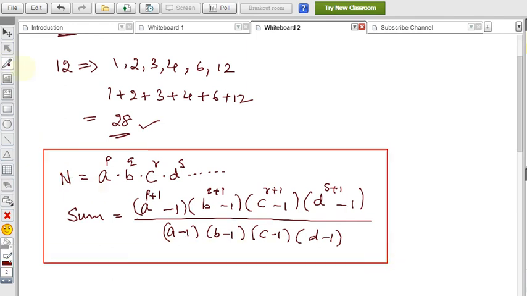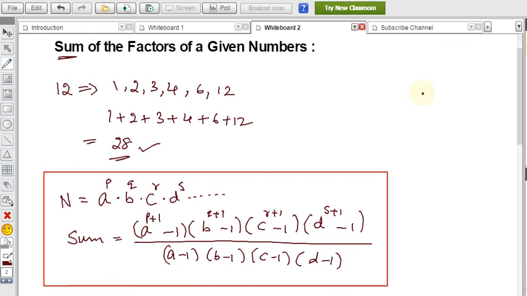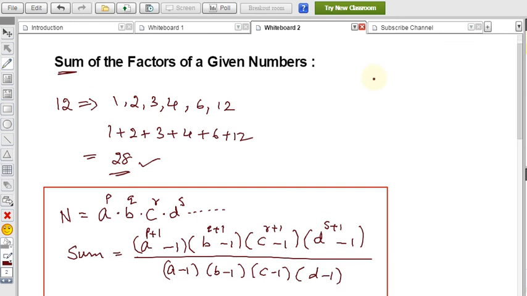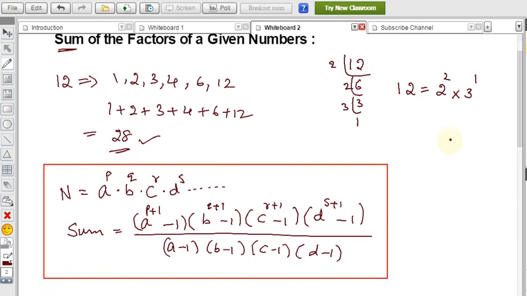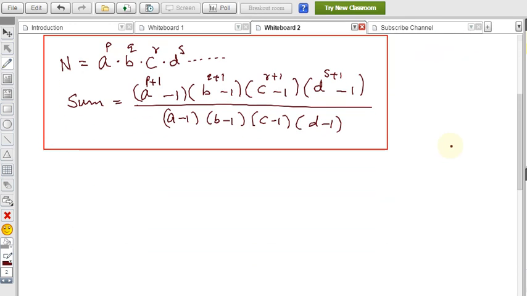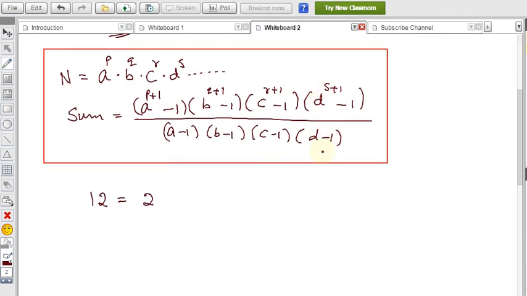Now in this formula, let us check with our number 12. Always you should do the prime factorization method to find the bases and powers. 2 sixes are 12, 2 threes are 6, and 3 ones are 3. So 12 I can write as 2 to the power 2 into 3 to the power 1.